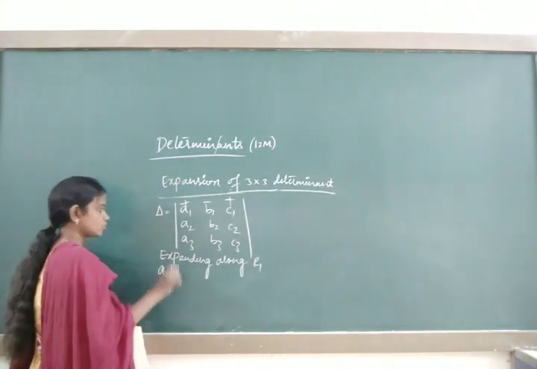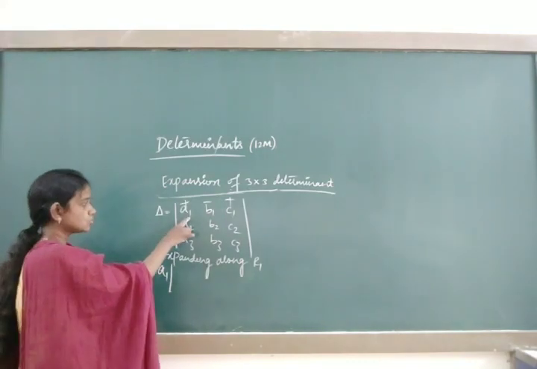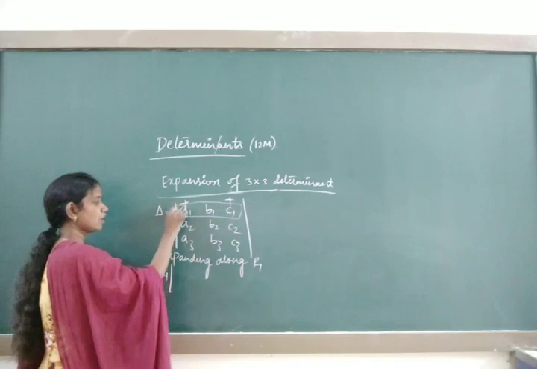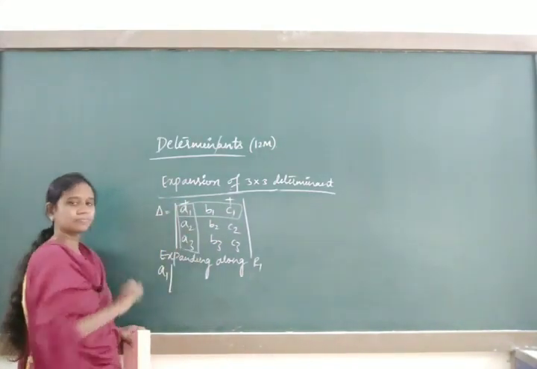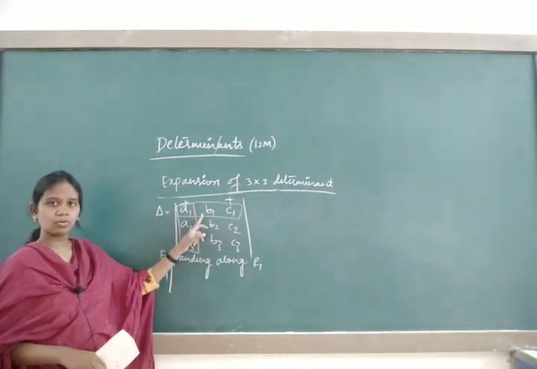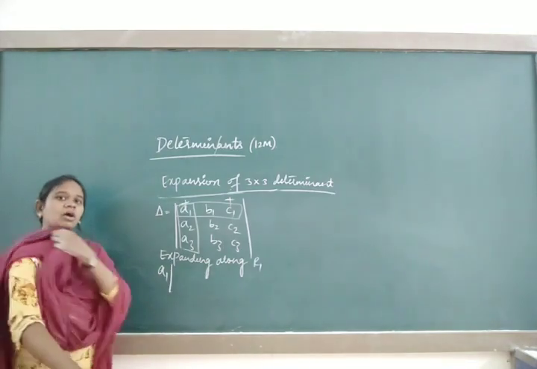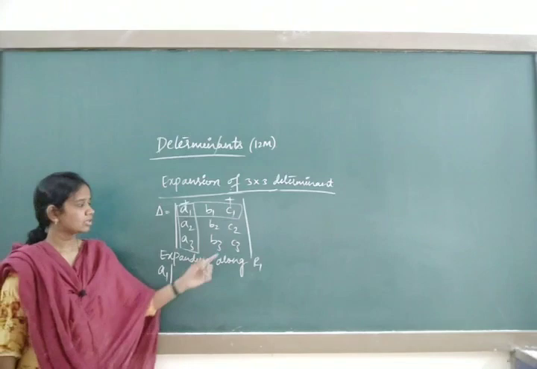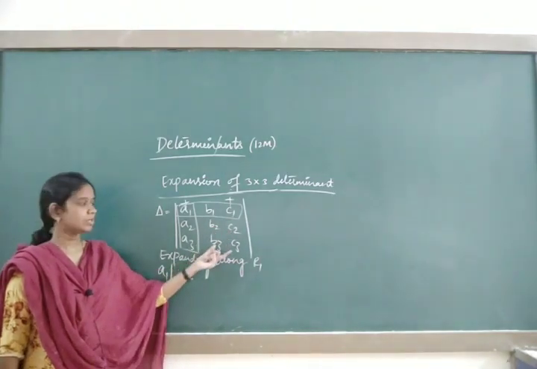A1. So the first element will be A1. Delete A1 wherever A1 is present. A1 is present in a row and it is present in a column also. So when you delete these, what numbers are remaining? B2, C2, B3, C3.